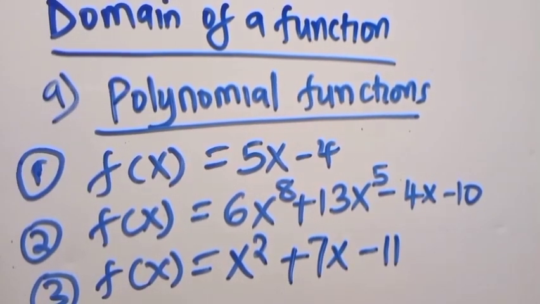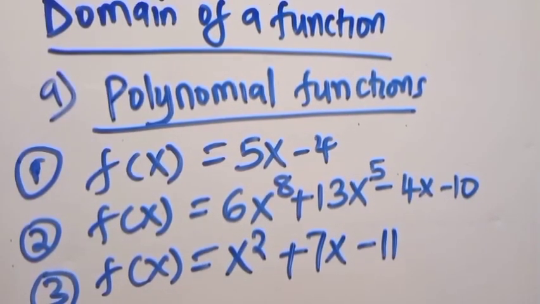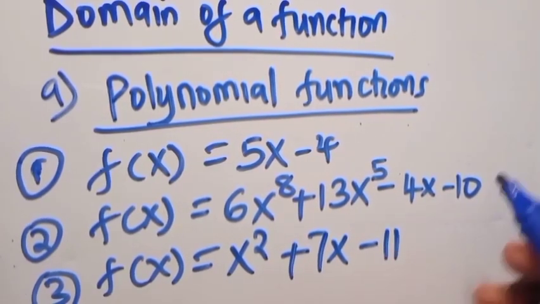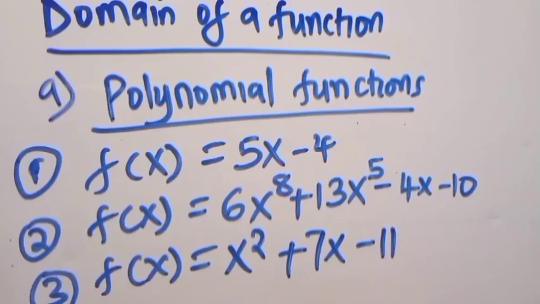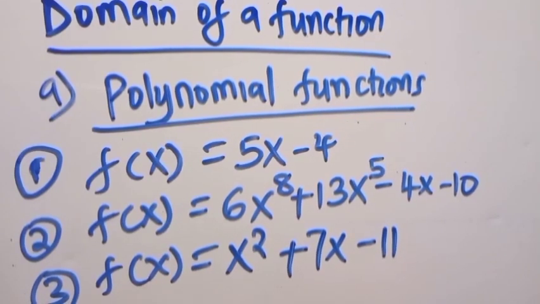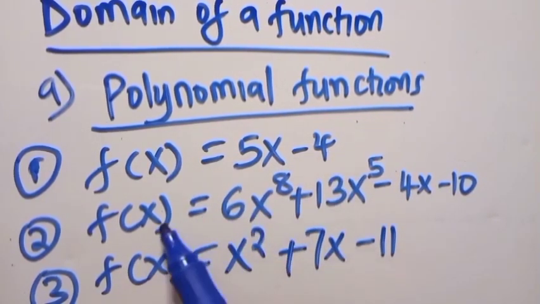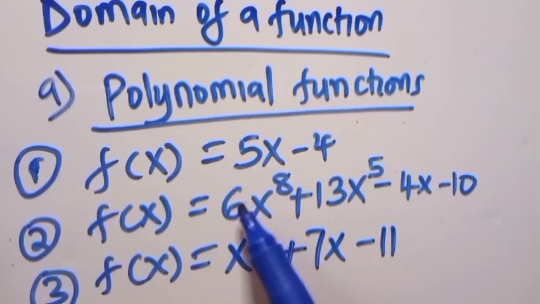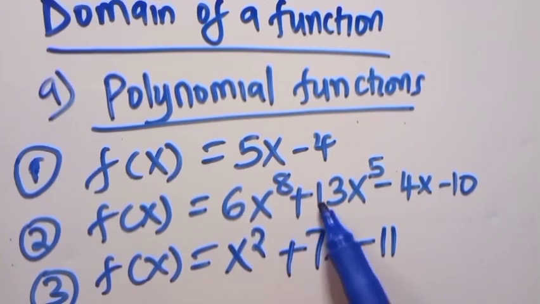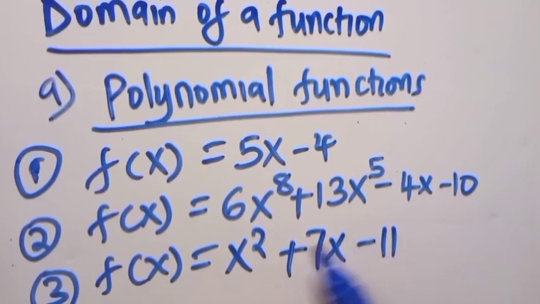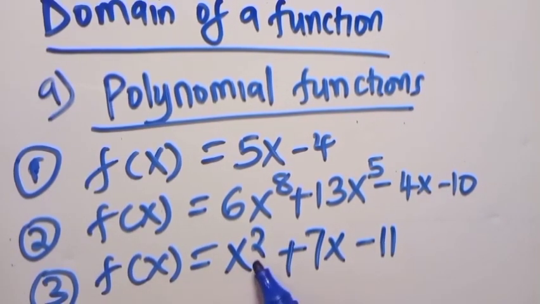Now, we need to find the domain of polynomial functions. These are some of the examples of polynomial functions that I've just written. This is f of x equals 5x minus 4. Then f of x equals 6x raised to 8 plus 13x raised to 5 minus 4x minus 10. And also f of x equals x squared plus 7x minus 11.